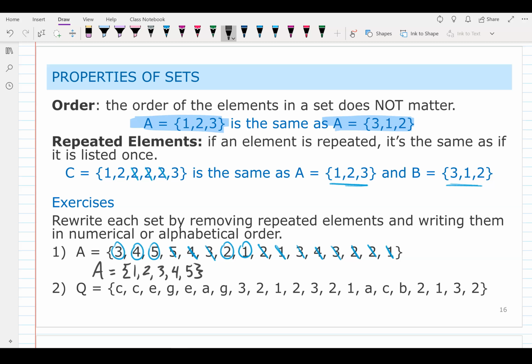I told you that the order doesn't matter, and it doesn't. So this is the same as if you just threw the numbers 4, 5, 3, 4, 5, 2, and 1 into a set. But I've asked you to write them in numerical order, which is just keeping our work organized. So that's why I gave you that answer. What about the next one? Pause the video, give the next one a shot. What you should get is this.